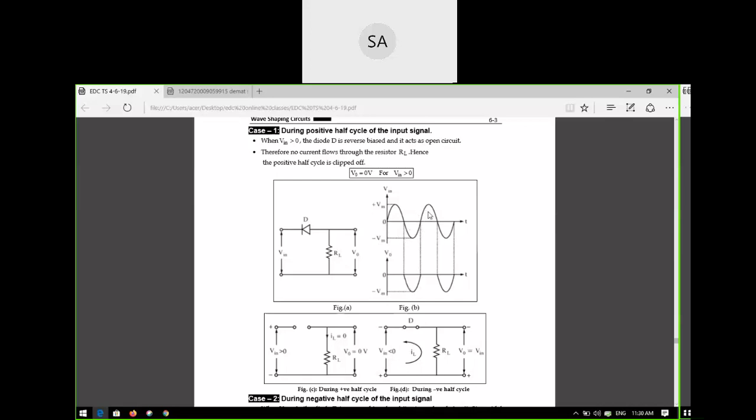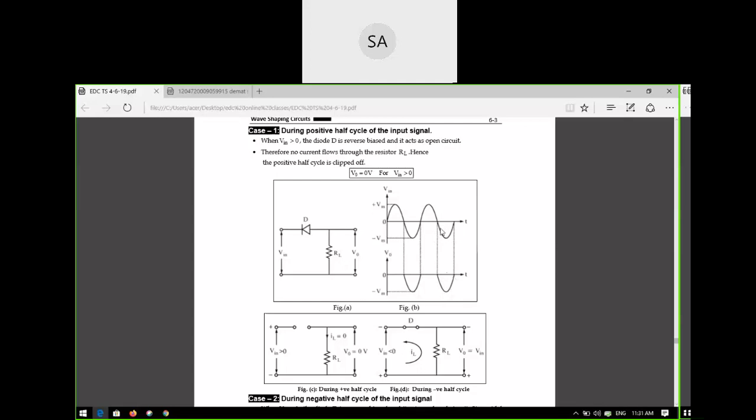So again for a positive half cycle, what will happen? This part is over. Now it starts with this part. So what will happen again? What is the output voltage for this positive half cycle? See here. Zero, sir. Zero. Very good. So for the negative half cycle, what is the output voltage? V in, that means the same thing.